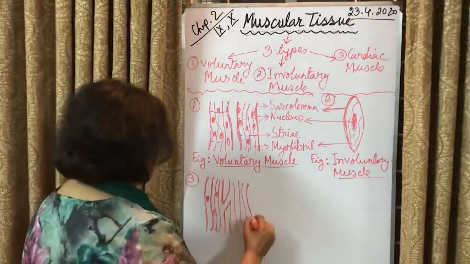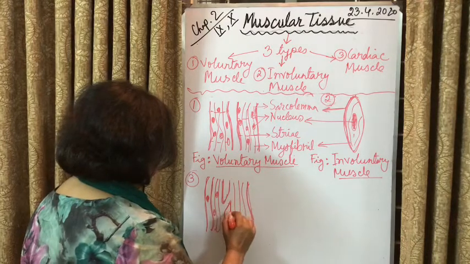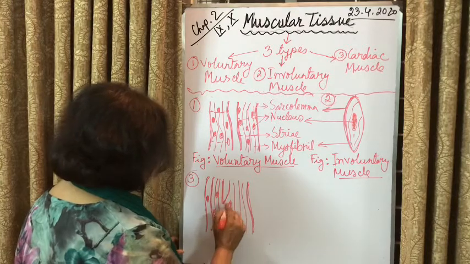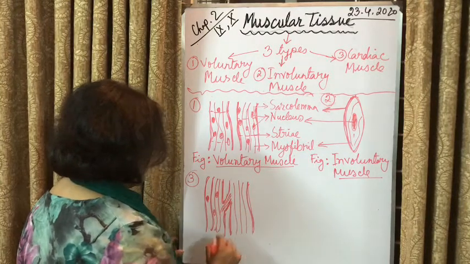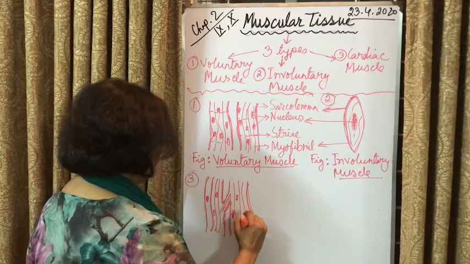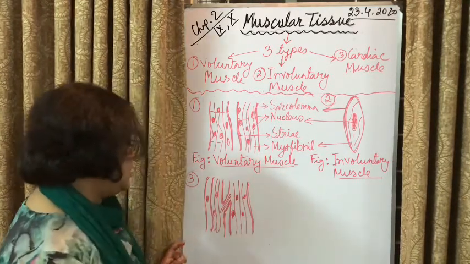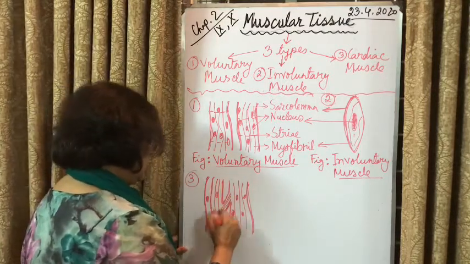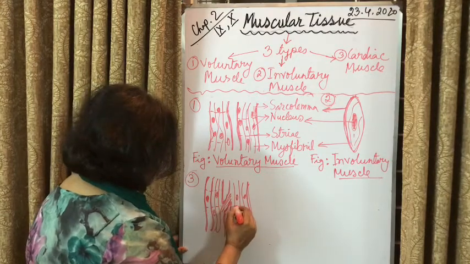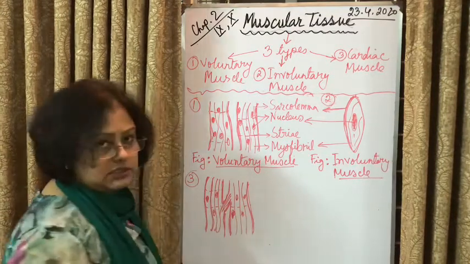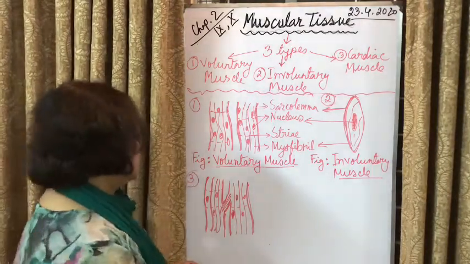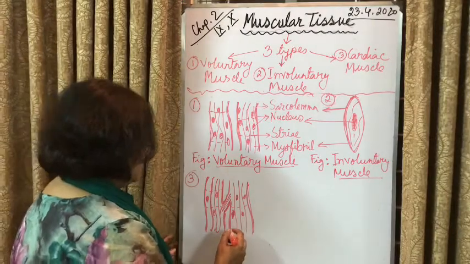And the tissues, the cells or the fibers that are present, they are branched. They are connected to one another. And they have the sarcolemma, they have branches, they have transverse striation. Why is it called transverse striation? Because it is side by side, not elongated.